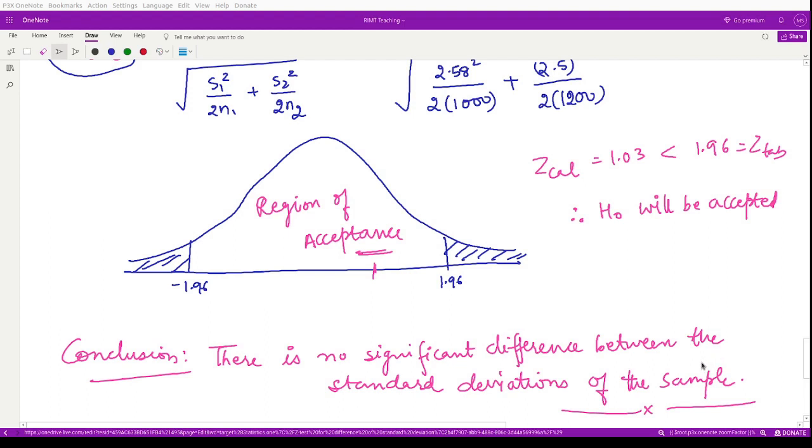So in the next topics we shall learn about how to apply different tests for small samples.